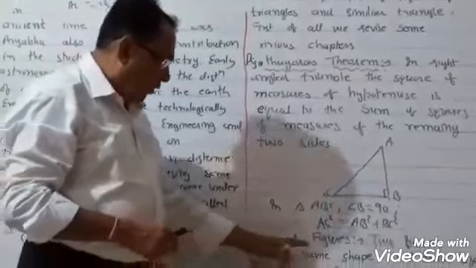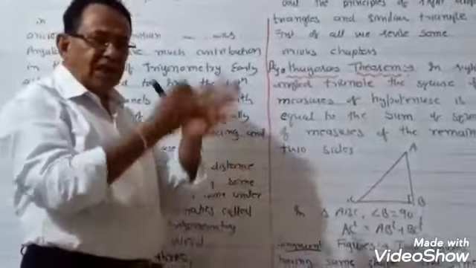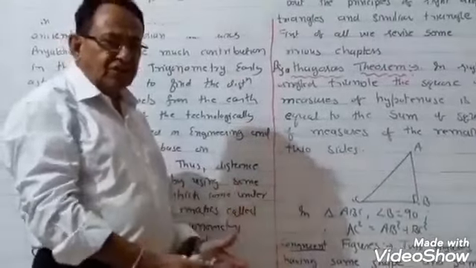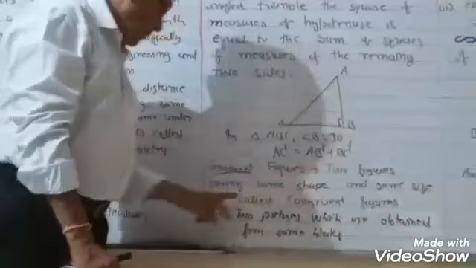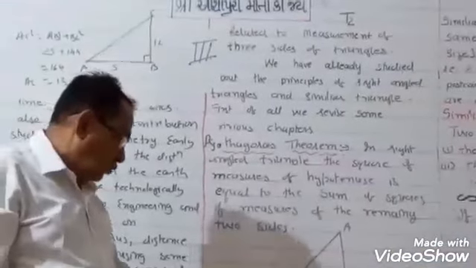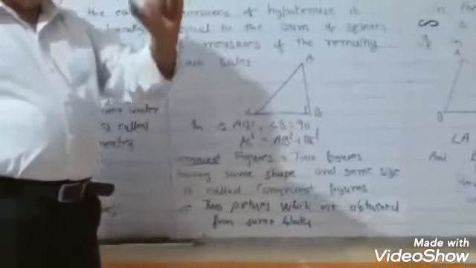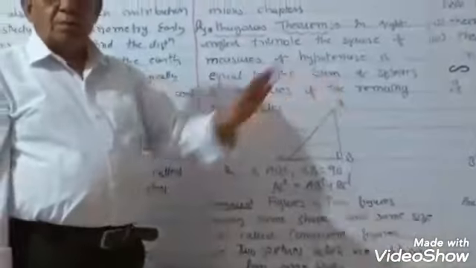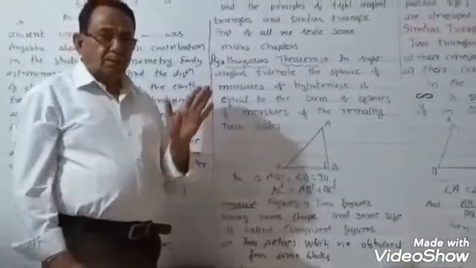Now congruent figures. What is meant by congruent figures? If two figures are exactly identical with each other, they are known as congruent figures. Two figures having the same shape and size are known as congruent. Two pictures were obtained from the same block. If we make two pictures from two blocks, both are congruent.